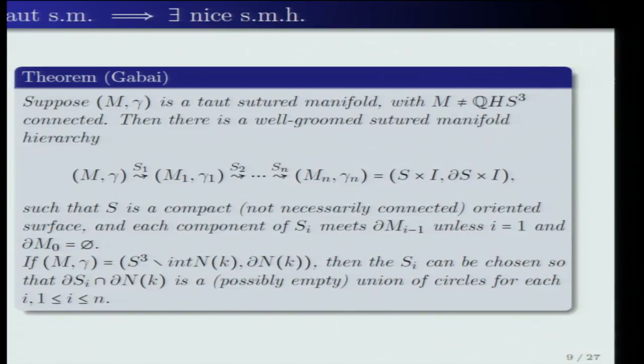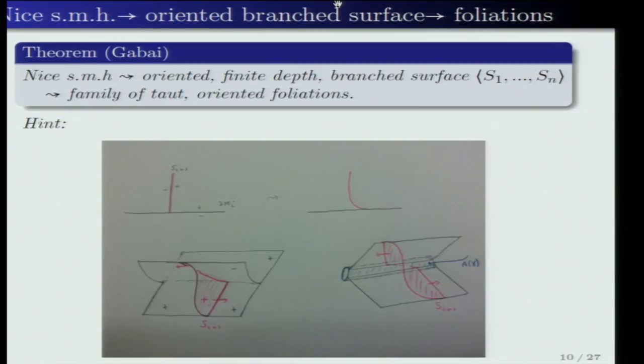There's a well-known result of Gabai which tells you that if you start with a taut sutured manifold and you're not a rational homology sphere, then there's a particularly nice hierarchy, called well-groomed. I'm not going to define what is meant by that, but it's nice enough for nice things to happen. In the particular case that you're a knot complement, with gamma just being the boundary of the neighborhood of the knot, then in this hierarchy, we cut open along a surface S1 that's properly embedded in M, then along a surface properly embedded in M1, etc. Gabai proved that you can choose the Si so that each Si meets the boundary only in circles. That's a very nice property to have.